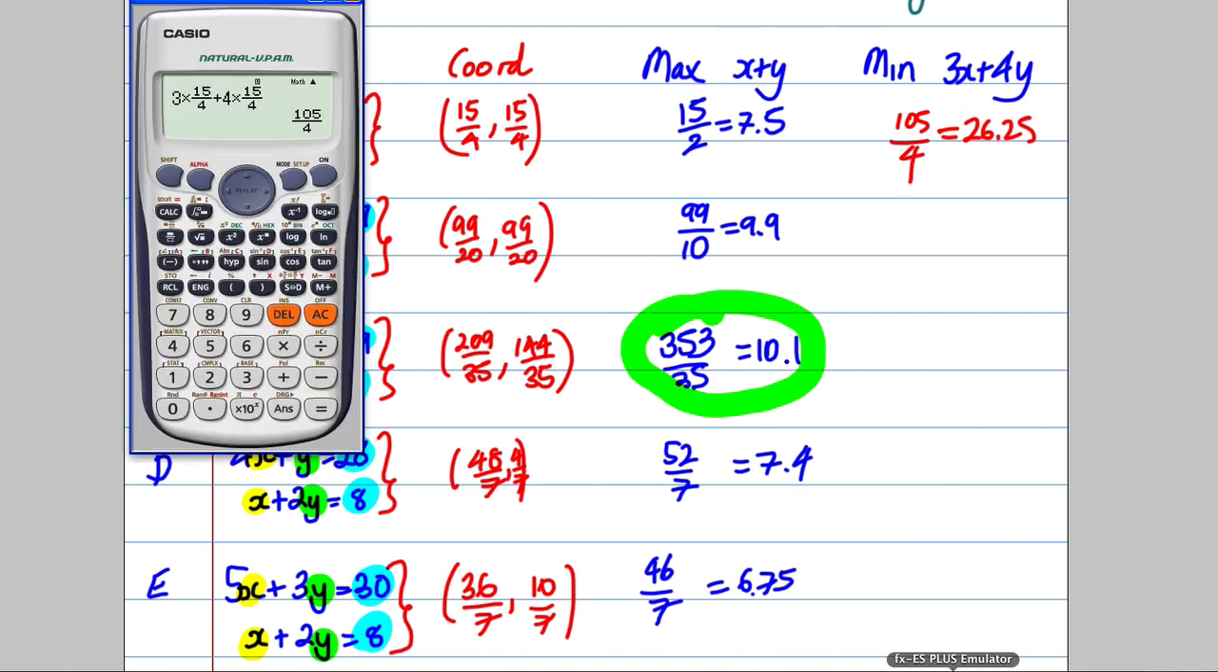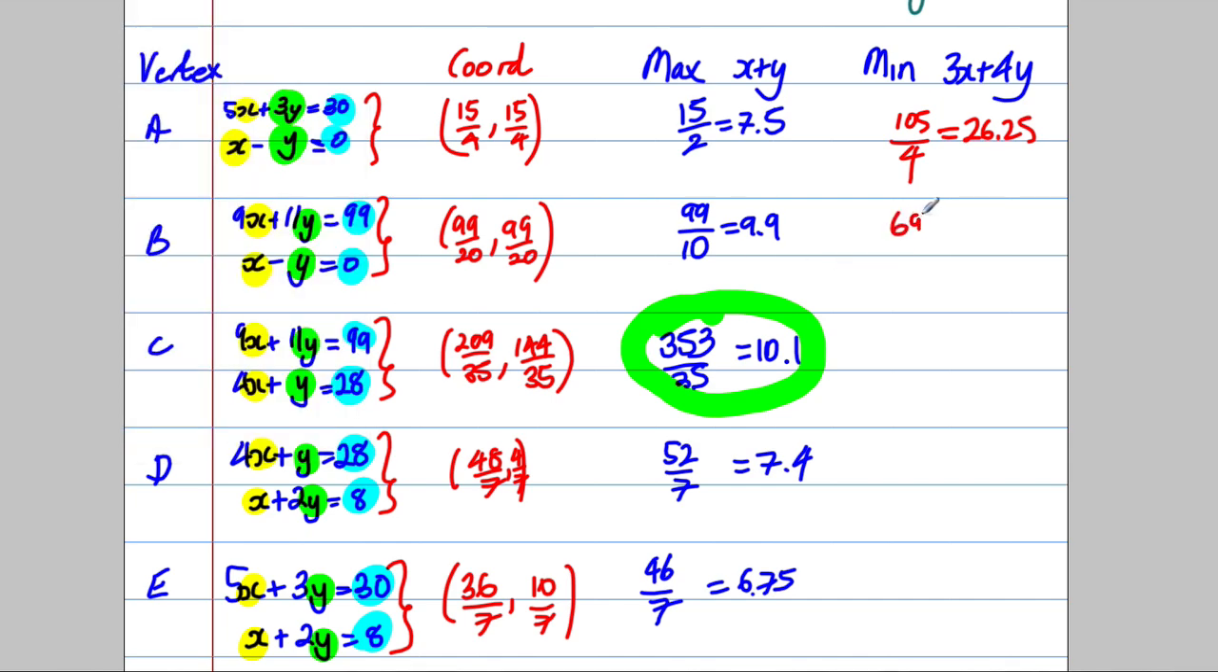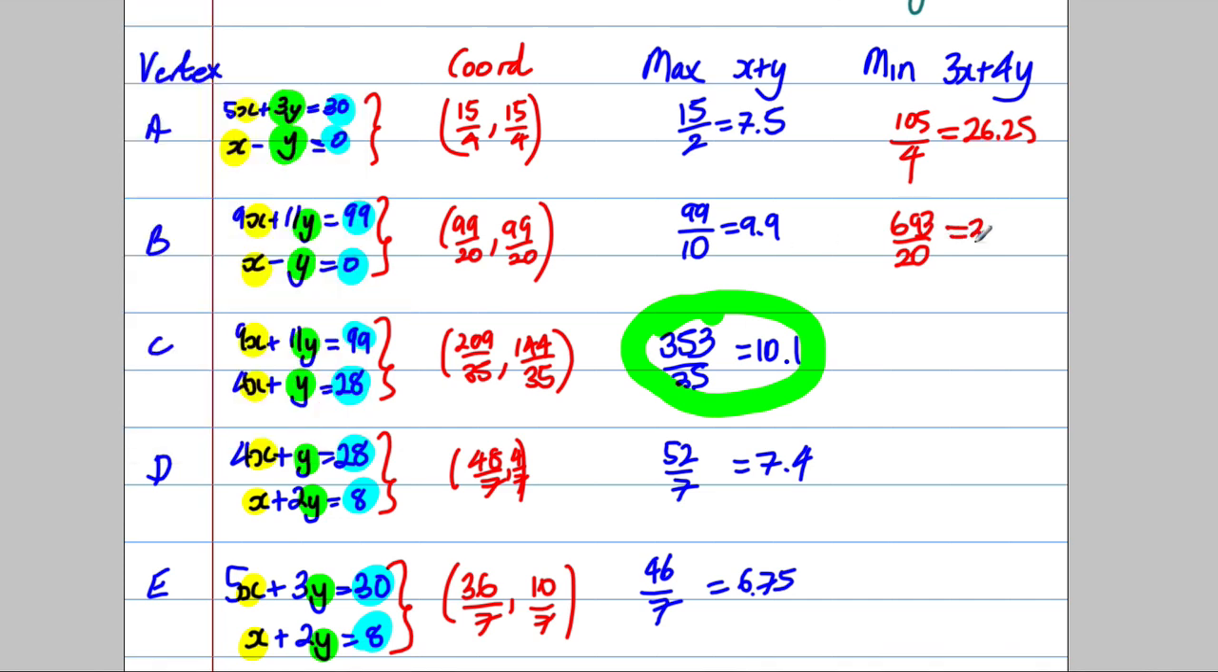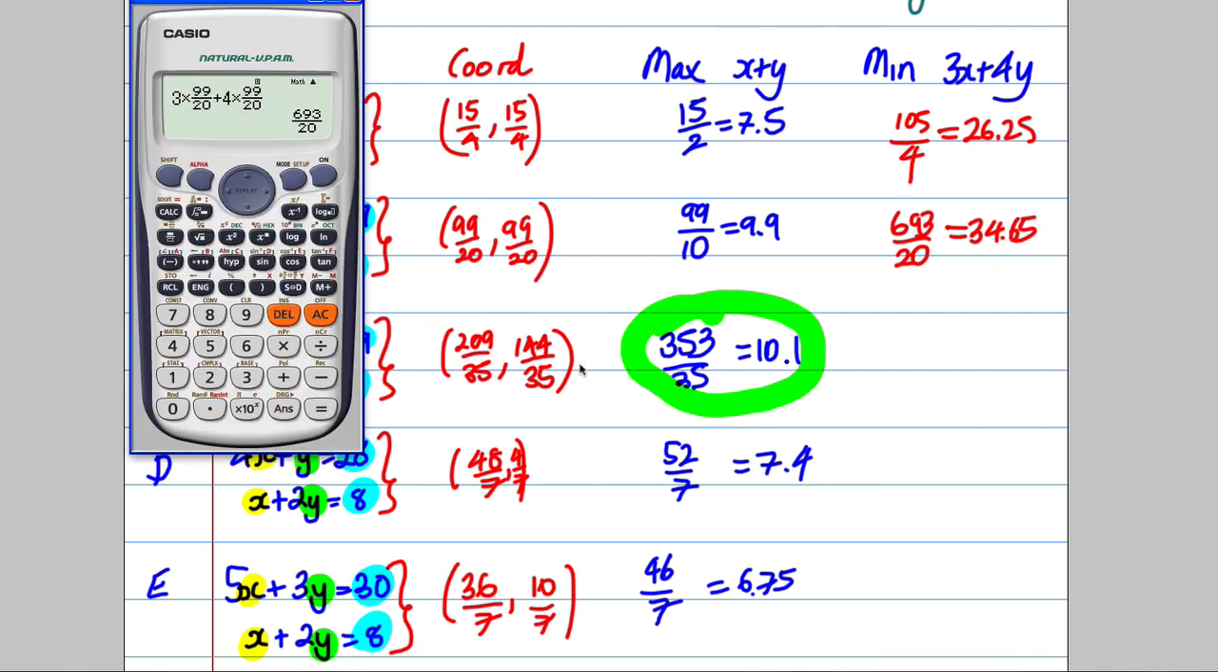So I go back here and I want the same thing, other than I swap these fractions with 99 over 20. That gives me 693 over 20, which gives me 34.65.